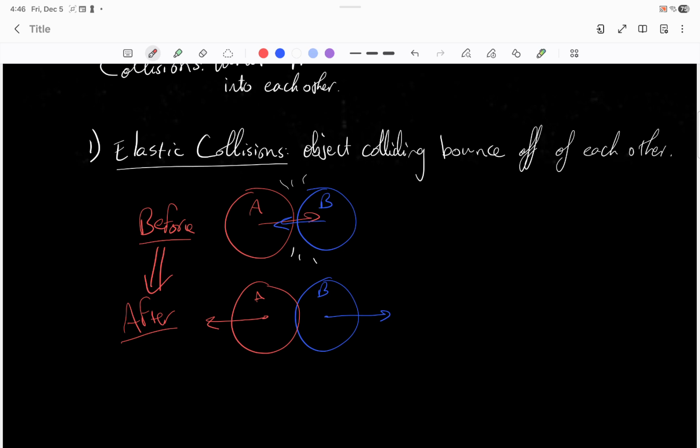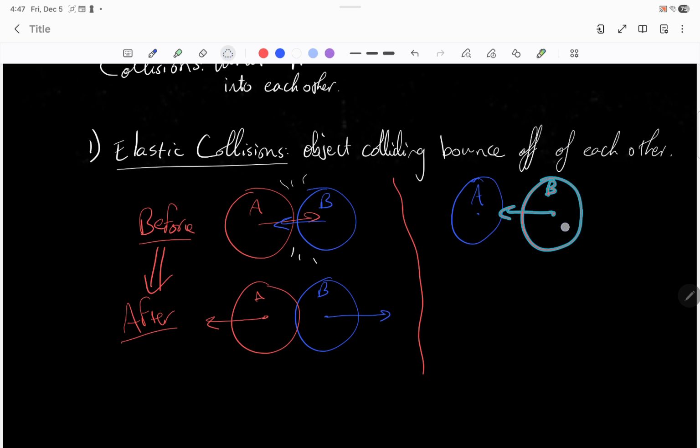mathematically as well. We can have another scenario where ball A, for example, is not moving. So consider this scenario where ball A is static, it's not moving at all, and ball B is heading towards it. Suppose ball A and B have exactly equal masses. In this particular situation, ball B is going to head towards ball A until it hits it.